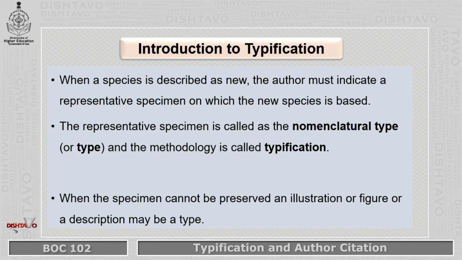Introduction to typification. When a species is described as new, the author must indicate a representative specimen on which the description of the new species is based. This representative specimen is called the nomenclatural type or simply type, and the methodology is called typification. Sometimes, however, the specimen cannot be preserved. In such cases, an illustration, figure or description may become the type.